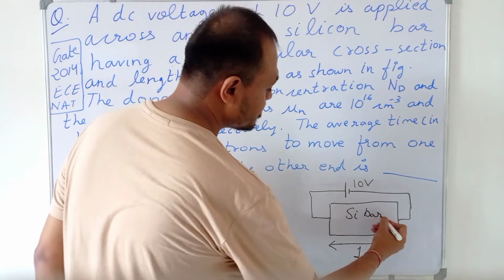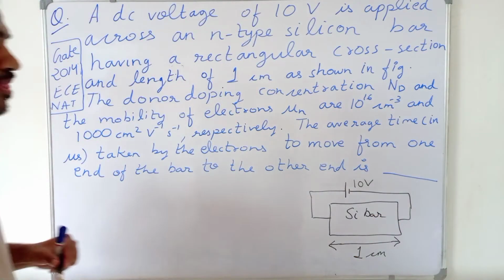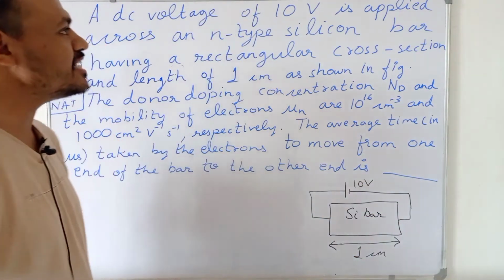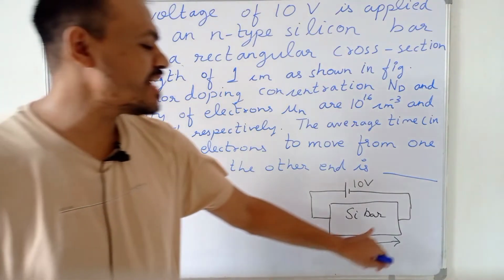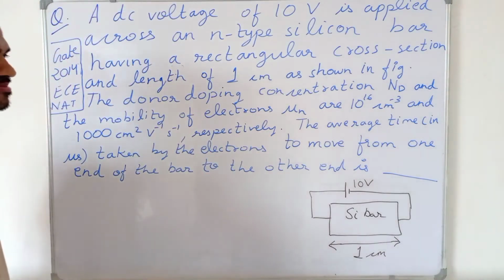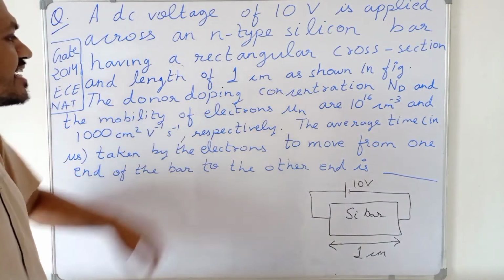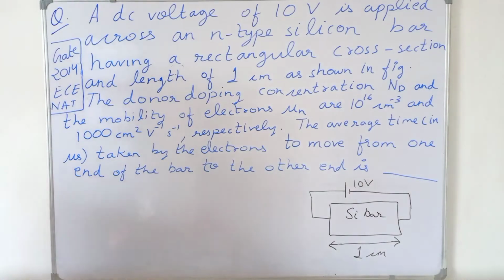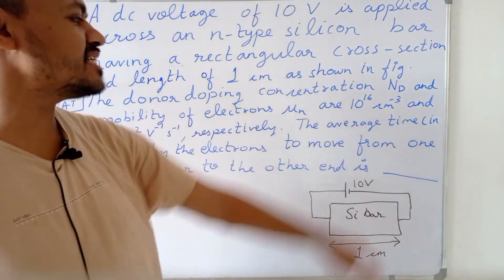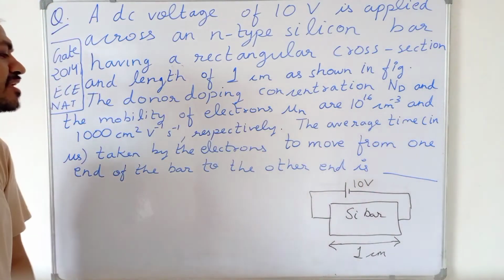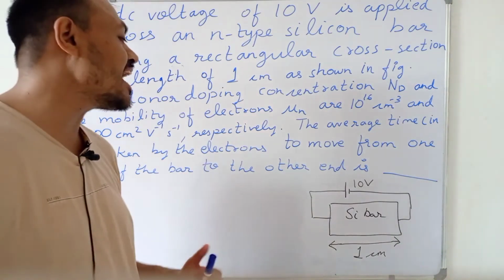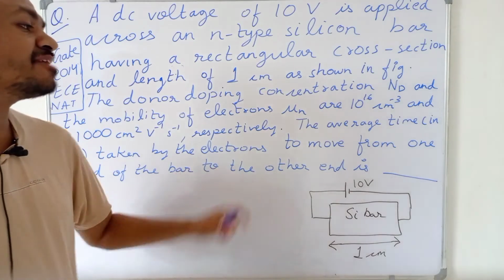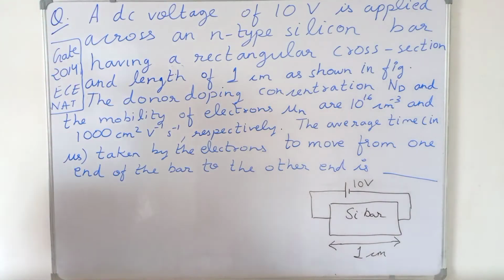It is of N type, meaning electrons are majority carriers. So a 10 volt DC voltage source is applied across this, and the length of this silicon bar is 1 centimeter. Now it says that the donor doping concentration Nd and mobility of electrons mu n are 10 to the power 16 per centimeter cube and 1000 centimeter square per volt second respectively. So we have to find the average time in microsecond taken by electrons to move from one end of the bar to the other end.